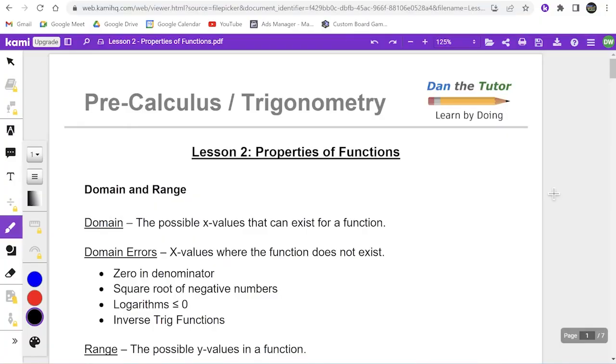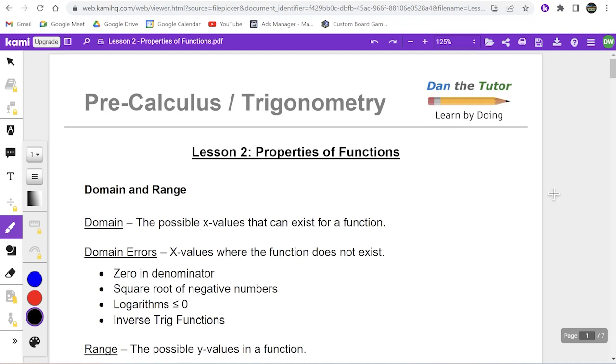Thank you everyone for attending lesson one, and now we are on to lesson two of the pre-calculus slash trigonometry course, properties of functions. Today we're going to be going over things like domain, range, x and y intercepts, and even and odd functions, all things we need to know before going to pre-calculus and especially calculus.